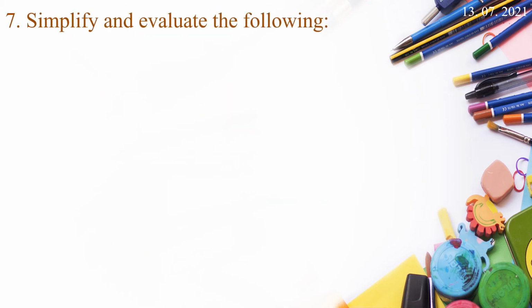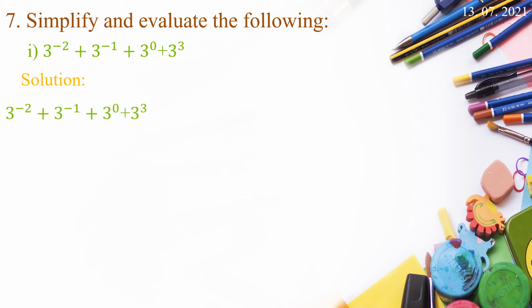Seventh sum, simplify and evaluate the following. First one, 3^(minus 2) plus 3^(minus 1) plus 3^0 plus 3 cube. Let us find the solution for this sum. First term and second term are in negative exponent, so we have to convert it into positive first using the law. As converting it into positive, we get 1 by 3 square plus 1 by 3.